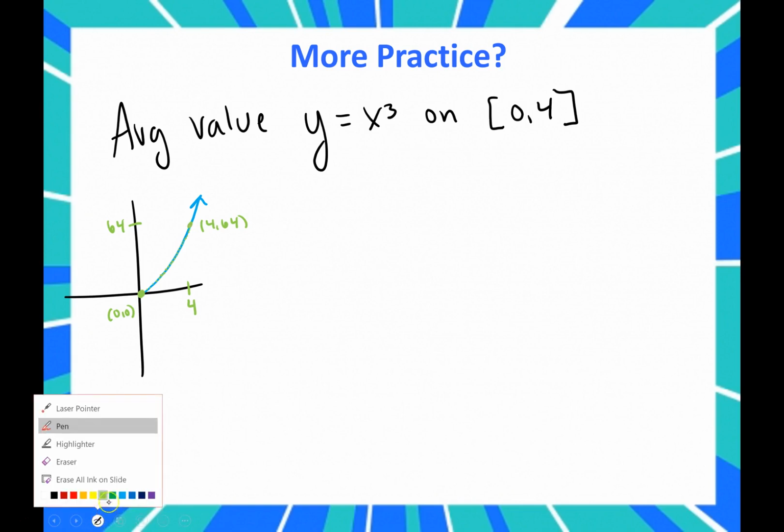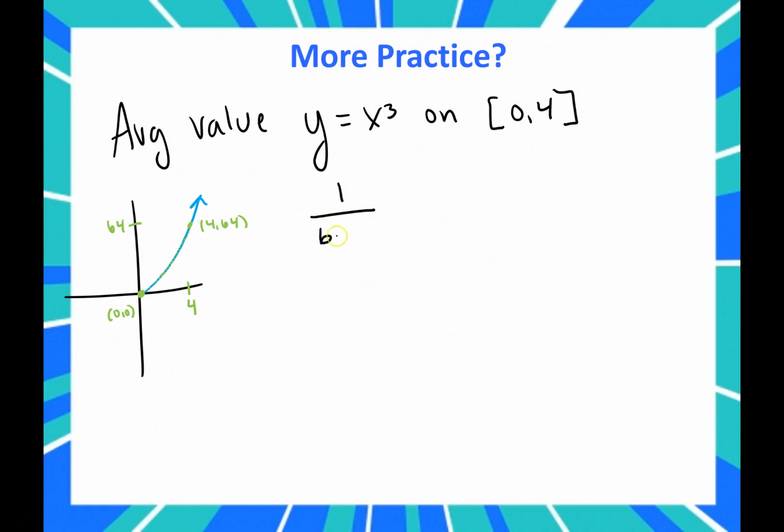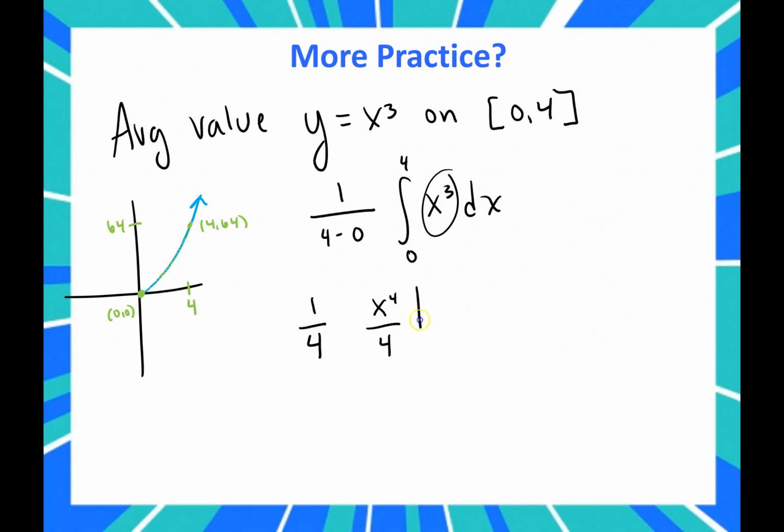So to calculate this, we use our formula. We're going to do 1 over b minus a, which in this case is 4 minus 0. The integral from 0 to 4 of x cubed dx. Well, that's going to give us a 1/4 out in front, and then the integral of this is an x to the 4th over 4. Okay, and then I have to evaluate that from 0 to 4.